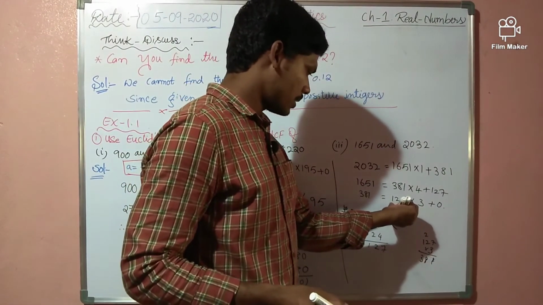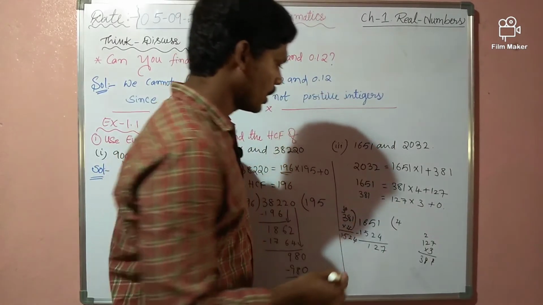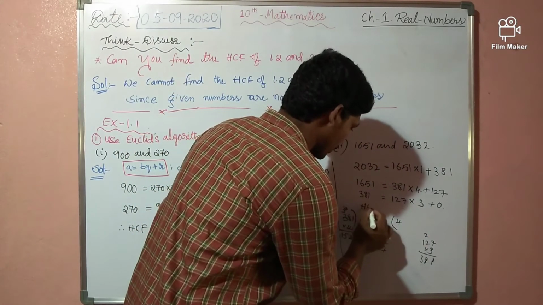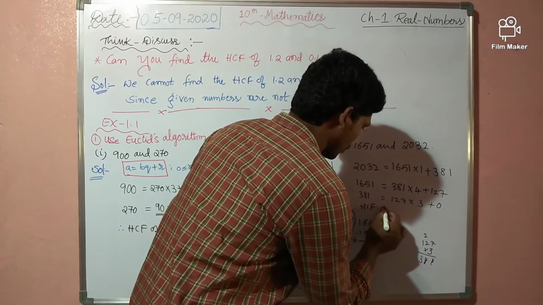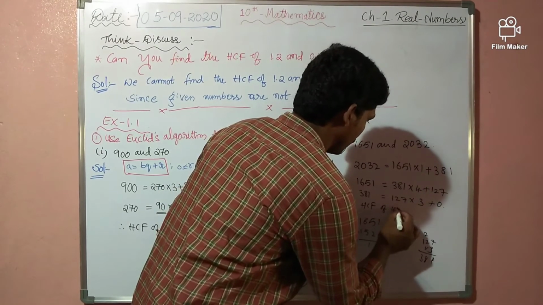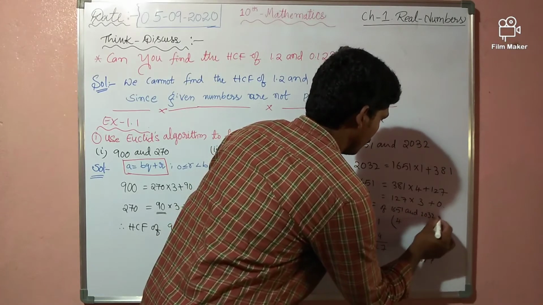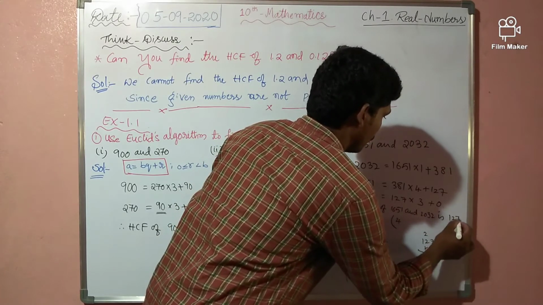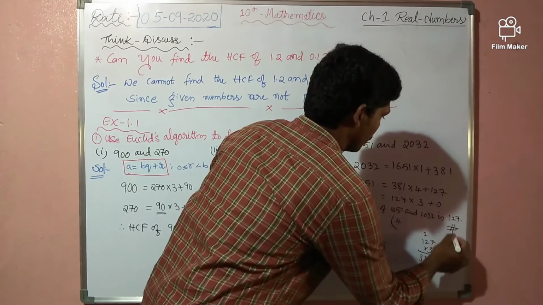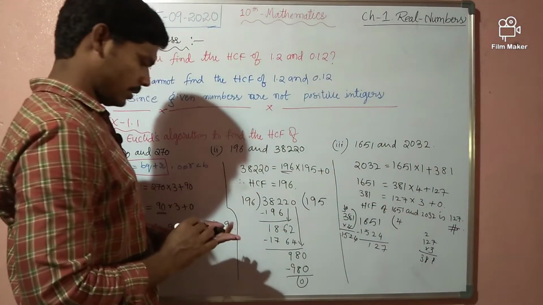So at last stage 127 becomes your HCF. So HCF of 1651 and 2032 is 127. This is the answer.